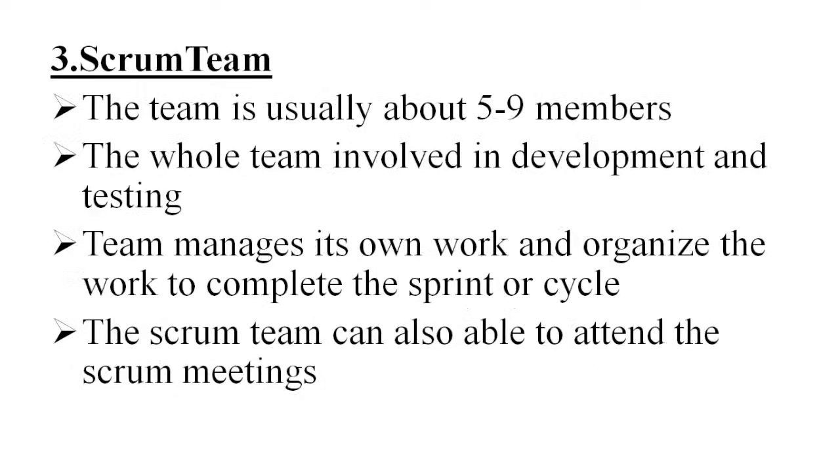Okay. So next point, Scrum team. The major roles which are available in the Agile methodology will be the product owner, the second one Scrum Master, and the third one will be the Scrum team. So who is the Scrum team? The team is usually about 5 to 9 members. The Scrum team can contain 5 to 9 members.